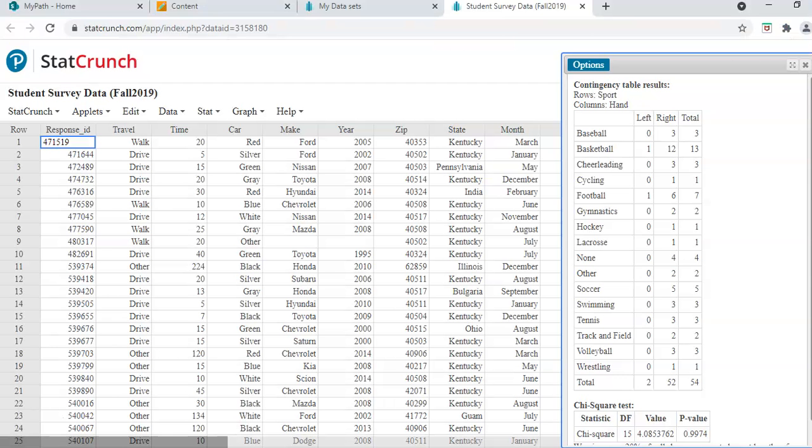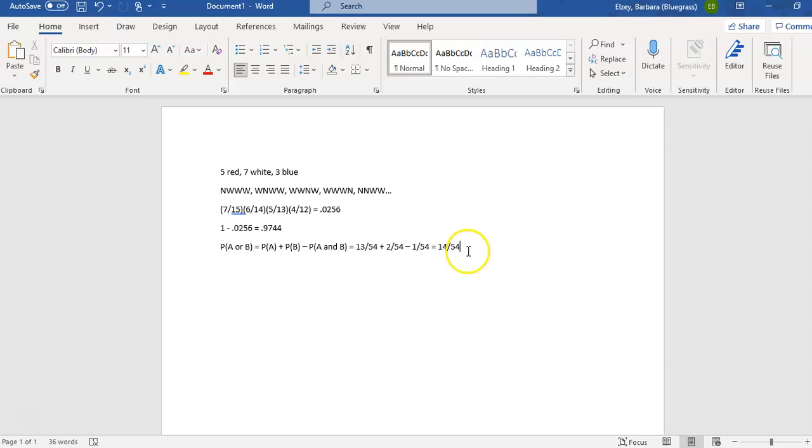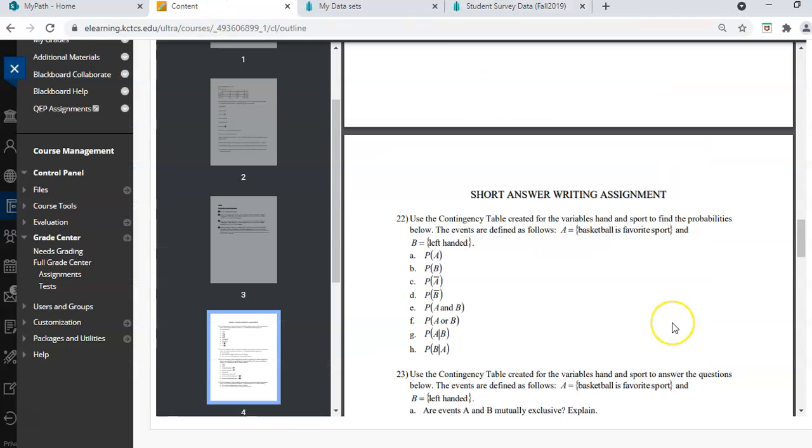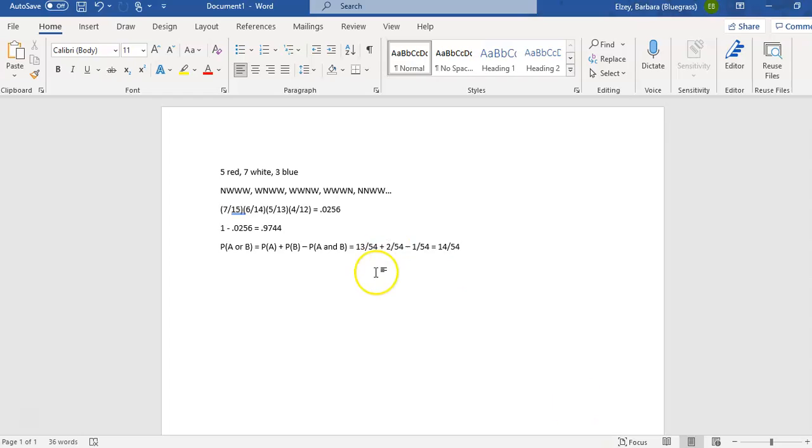All right, let's go back to our questions. Okay, so G, we want the probability of A given B. So the probability of A given B is equal to the probability of A and B over the second one in the notation, the probability of B, this one here.